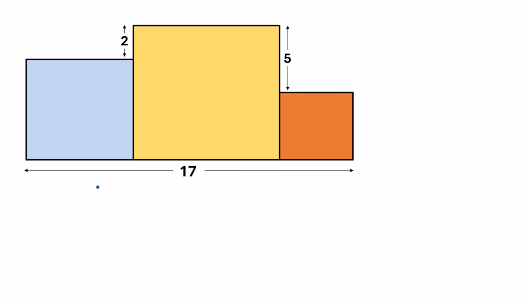Hello everyone. In this video, I am going to solve an interesting geometry problem. We have 3 squares. The total length of these 3 squares is 17 units. The length of this yellow square is 2 units more than this blue square, and this yellow square is 5 units more than this orange square. We have to find the total area of these 3 squares.